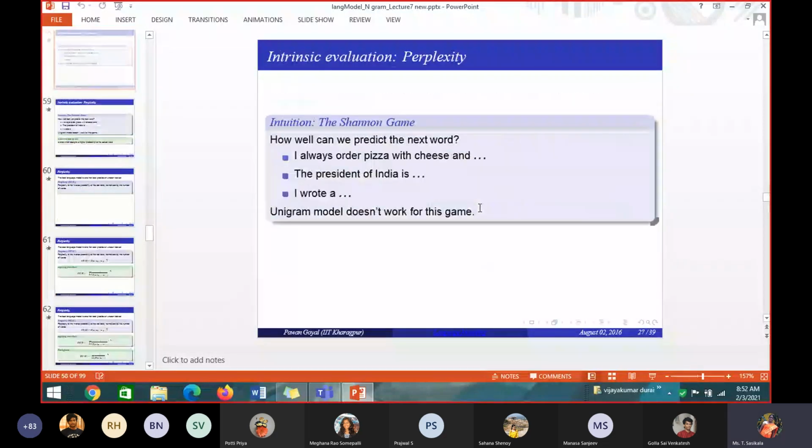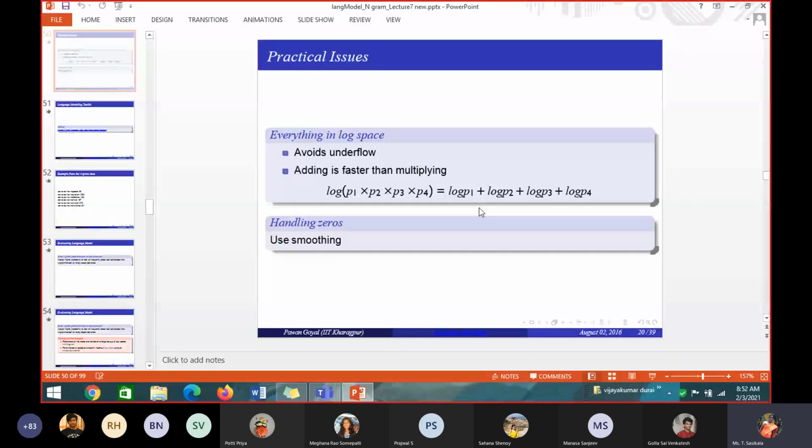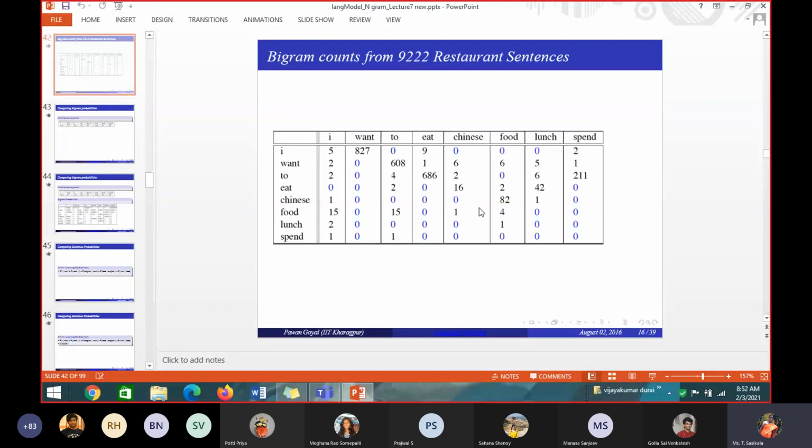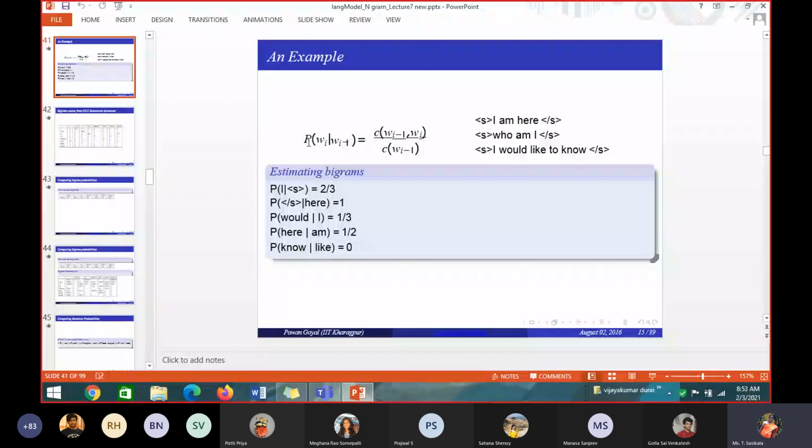Whether we have seen here or not. See here, this example. Probability of Wi given Wi minus 1 is equal to count of Wi minus 1, comma Wi divided by count of Wi minus 1. Maximum likelihood estimate to find the probability of the bigram. Whether we have seen or not in the last class, last to last class.